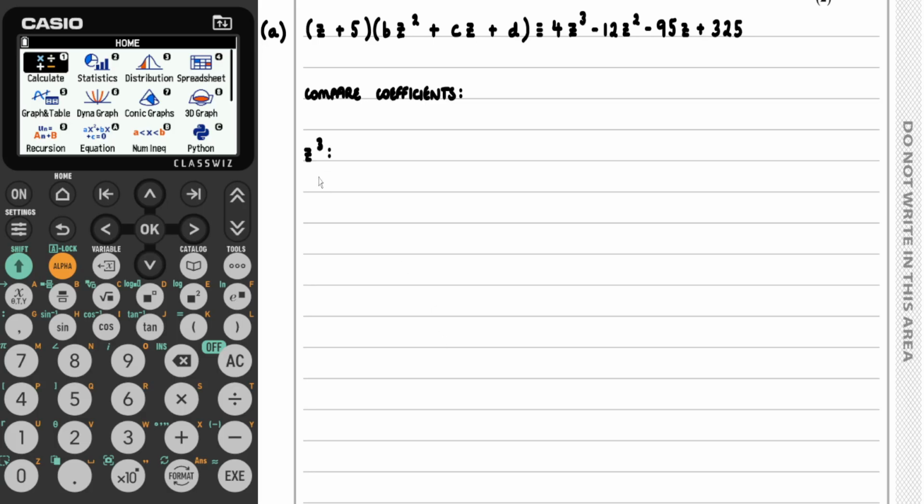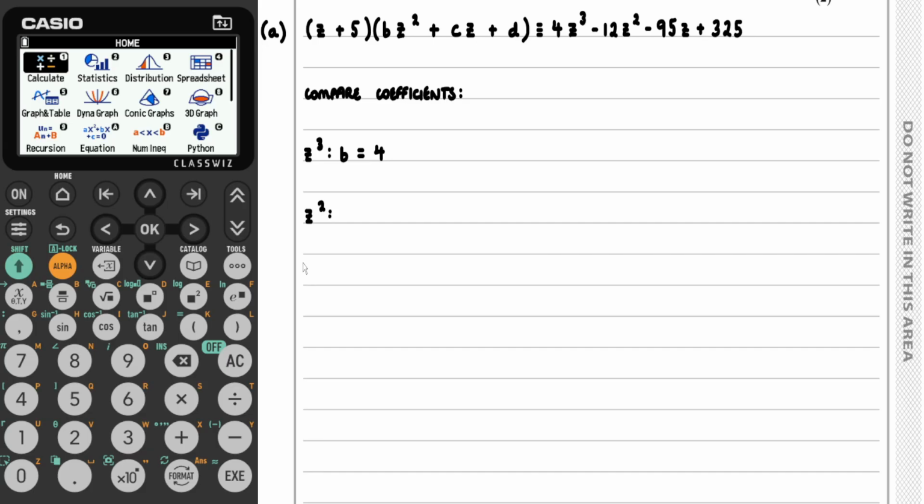If we take a look at the z cubed terms, on the left hand side we would have z multiplied by bz squared, so the coefficient of z cubed on the left hand side is b, and on the right hand side we have 4z cubed, so the coefficient of z cubed on the right hand side is 4, so b is 4.